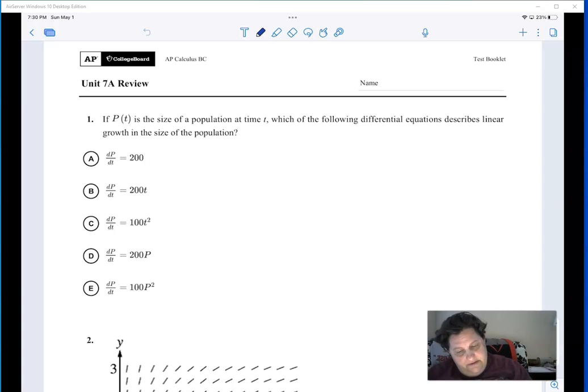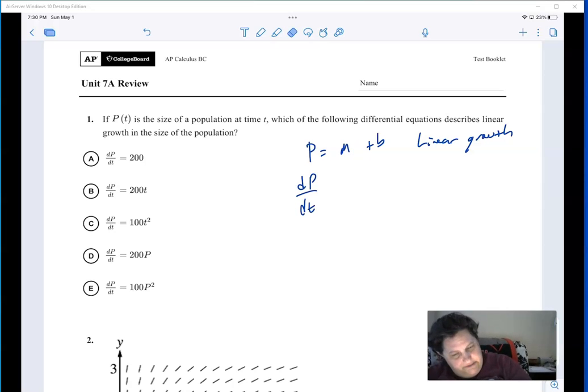Okay. P of t is the size of the population. Which of the following differential equations describes linear growth in the size of the population? If a population has linear growth, right? This is an example of linear. The derivative of that, sorry, I should use a t instead of an x when I'm doing dt, is, okay, what's the derivative of mt, considering m is a constant? That would just be m, and then the derivative of 0 would just be a number. The only one that fits is, okay?